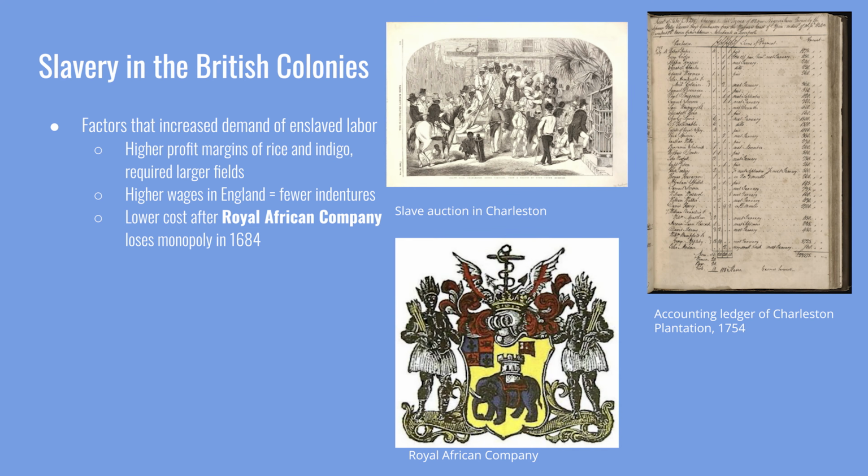And finally, the end of the monopoly that the Royal African Company held over the slave trade in 1684. They just could not keep up with the demand for enslaved labor, and so enslaved Africans sold by the Royal African Company were very expensive for plantation owners to purchase. After they lose their monopoly, new private dealers can jump into the slave trade and increase the number of enslaved Africans. By increasing the supply, the price of an enslaved laborer is going to go down.